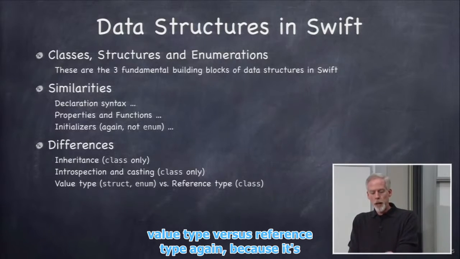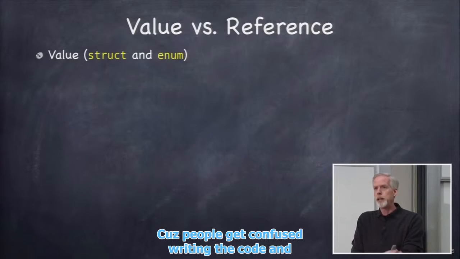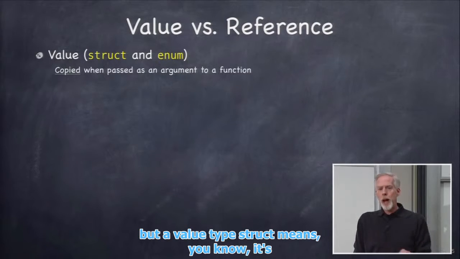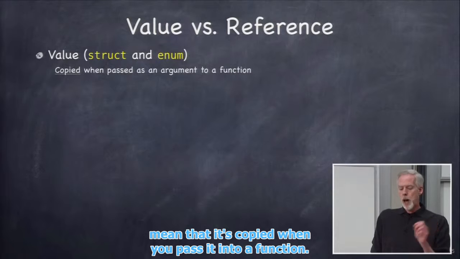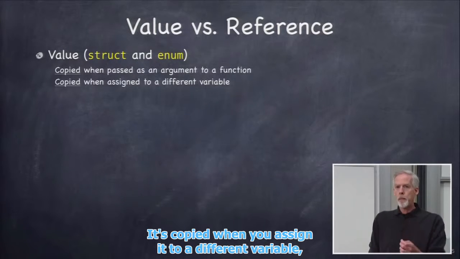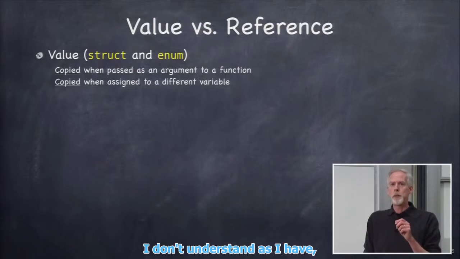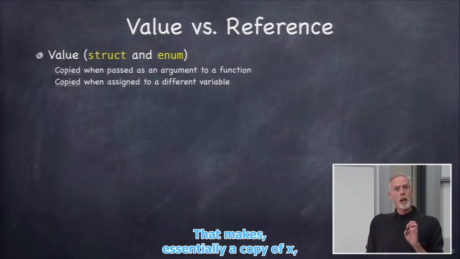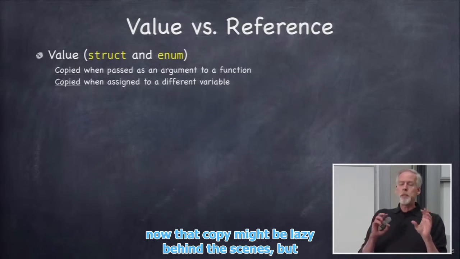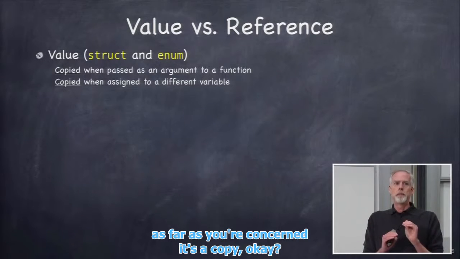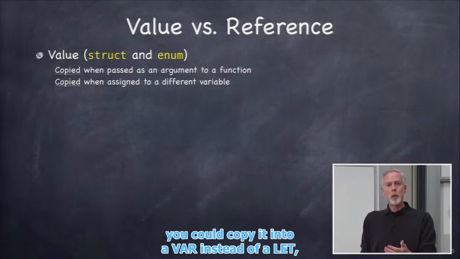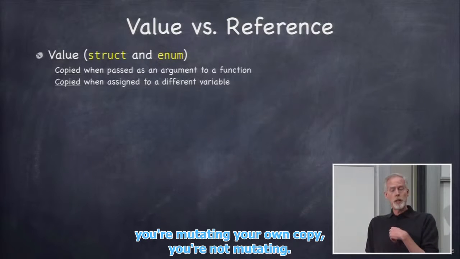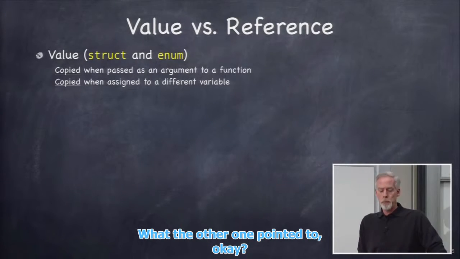But I want to just have a slide on this value type versus reference type again, because it's a really important thing to understand, because people get confused writing the code and they don't really understand what's going on. But a value type, structs and enums, means that it's copied when you pass it into a function. It's copied when you assign it to a different variable. This one especially gets people, they don't understand this. If I have let x equals array, and I say let y equal x, that makes essentially a copy of x. Now, that copy might be lazy behind the scenes, but as far as you're concerned, it's a copy. And if you want it to be mutable, you could copy it into a var instead of a let, and now you could mutate it. And if you mutate it, you're mutating your own copy. You're not mutating what the other one pointed to.